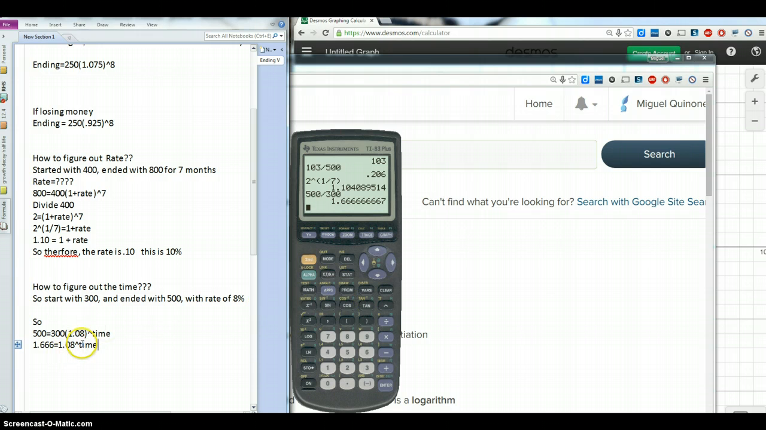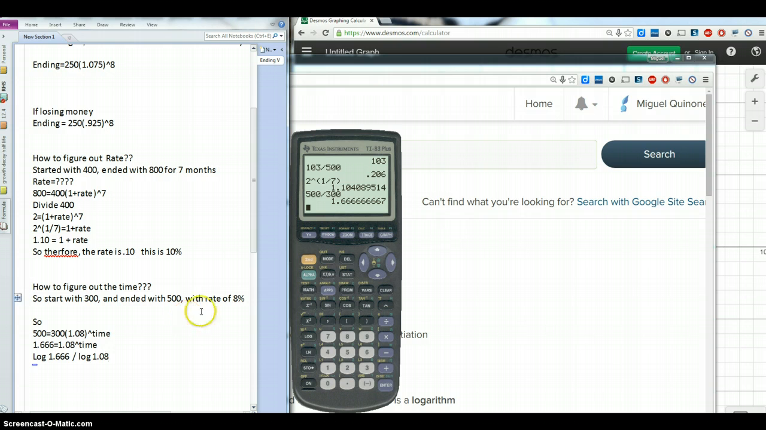All right, so time is the exponent, and we need to use logs to figure this out, because 1.08 times itself, how many times will give you that? Now, I don't know about you, but I can't figure this out. I have no idea how many times. So it's easy. All you gotta do is press log of 1.666 divided by the log of 1.08.